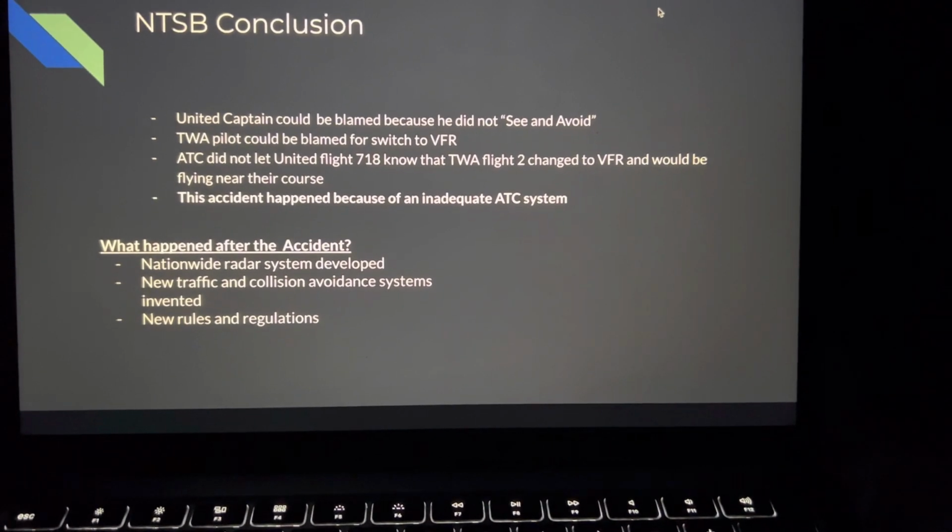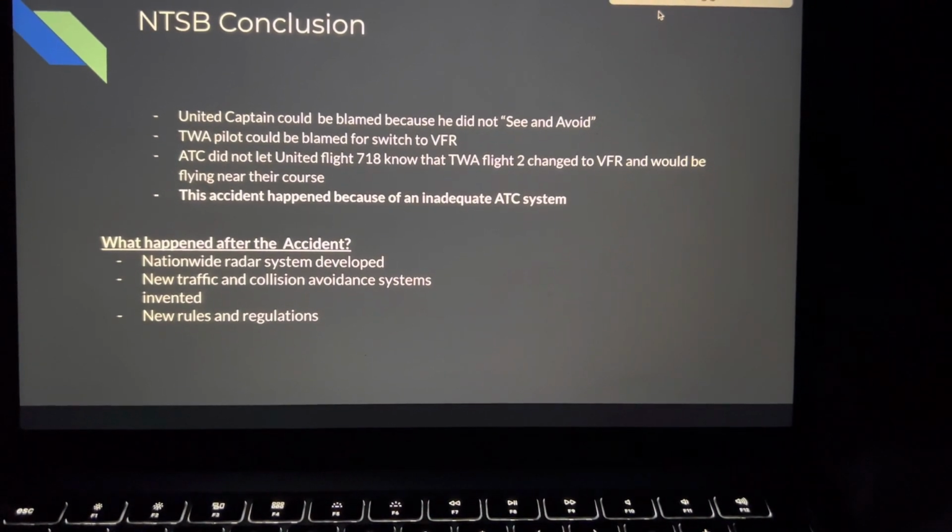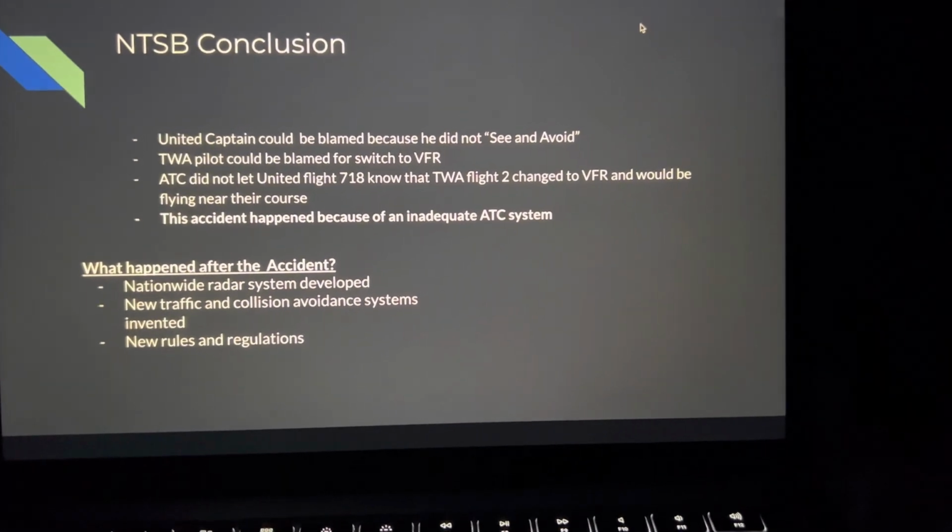What's happened since: a nationwide radar system developed, new traffic and collision avoidance systems invented, and new rules and regulations.